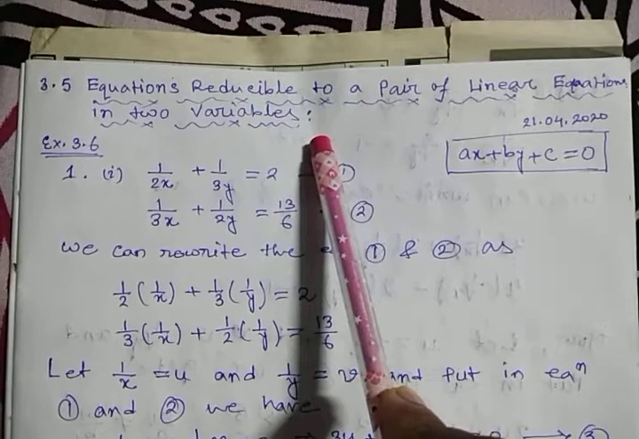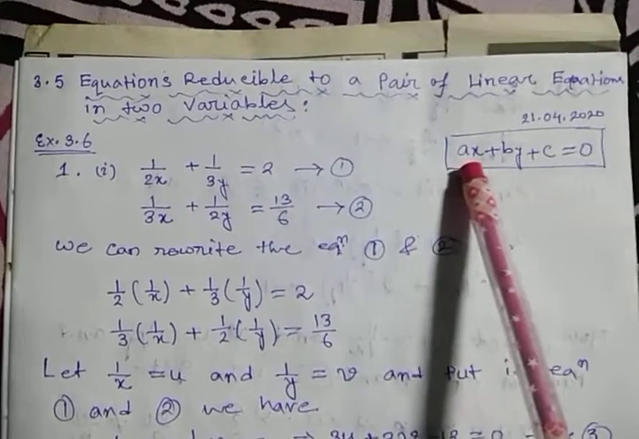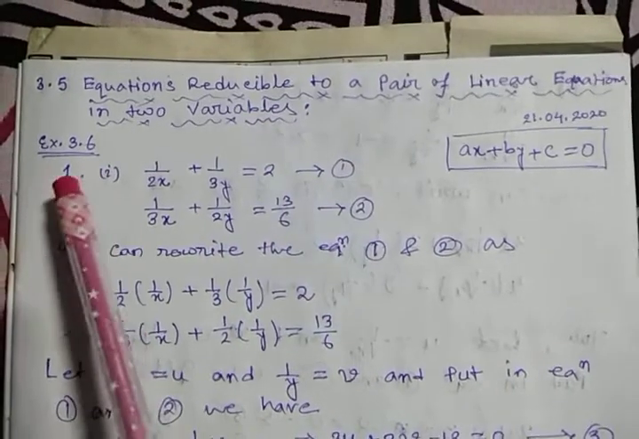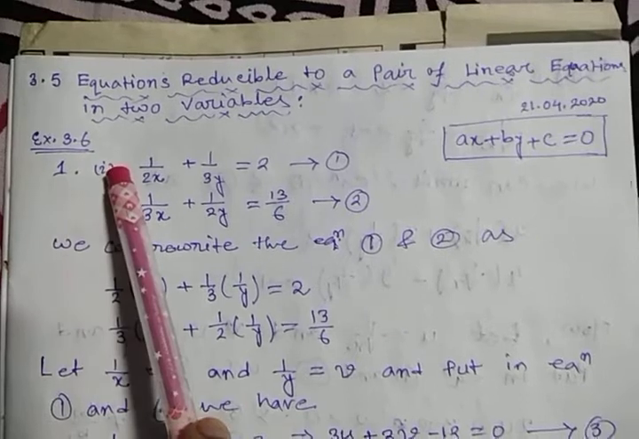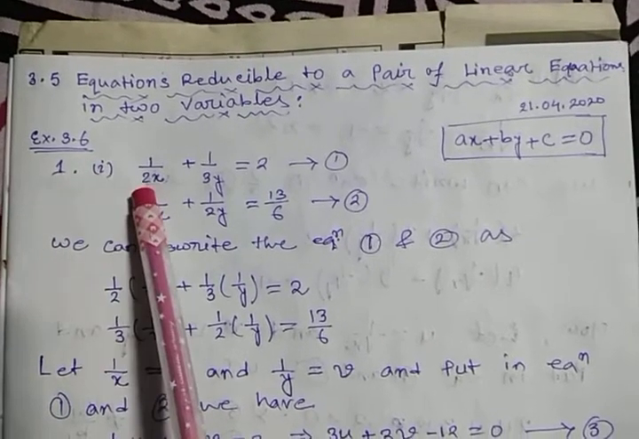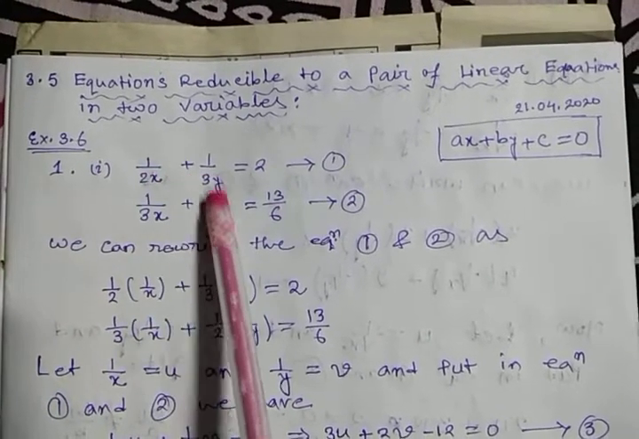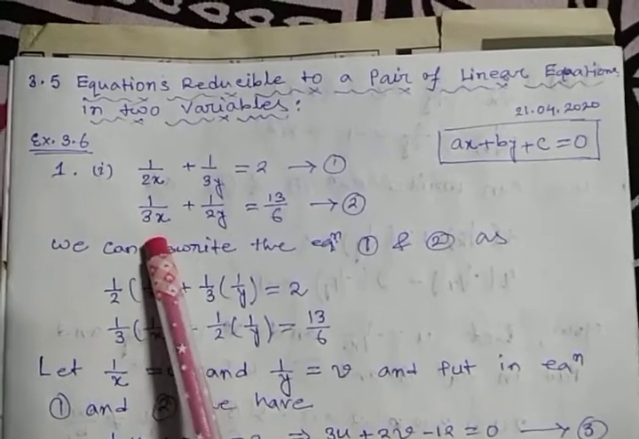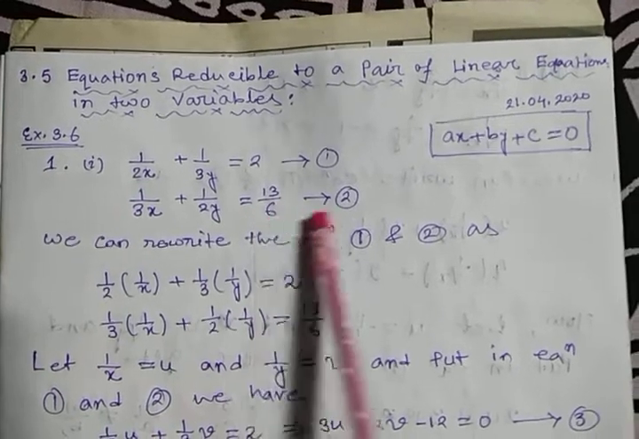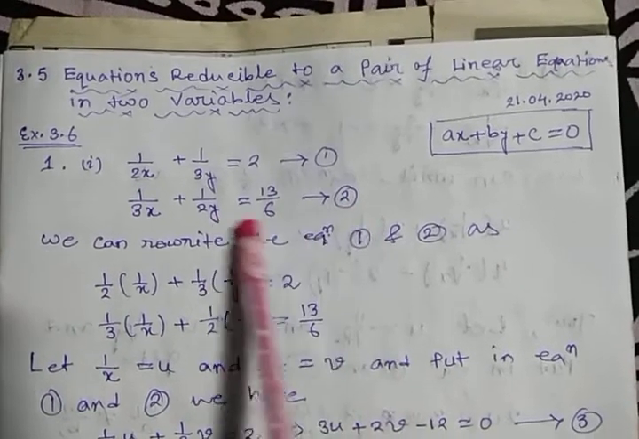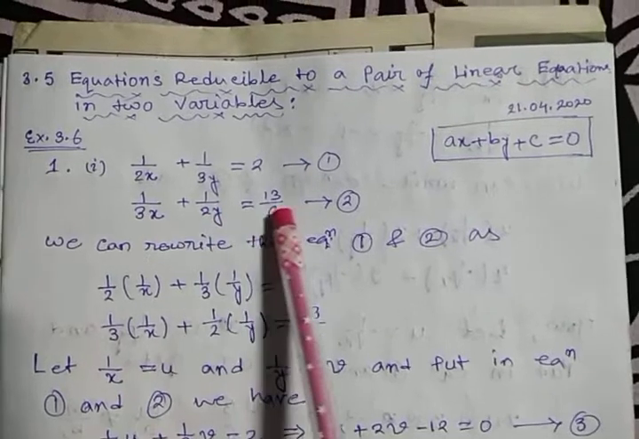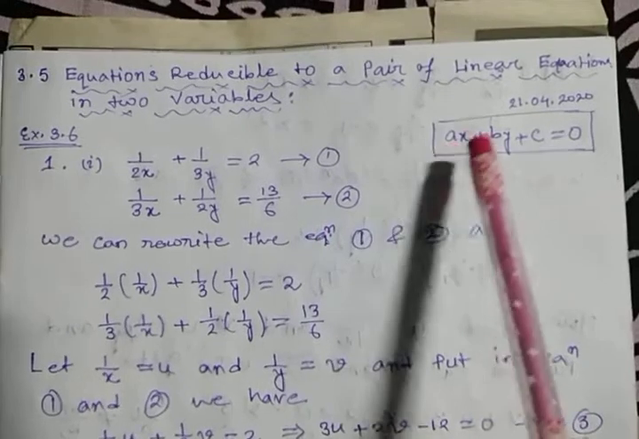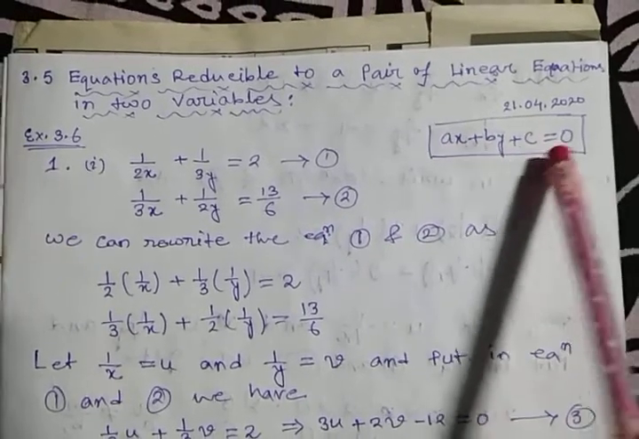We know that linear equations are in the form ax plus by plus c equal to 0. But here, exercise 3.6, question number 1, Roman number 1: 1 by 2x plus 1 by 3y equal to 2, equation 1; 1 by 3x plus 1 by 2y is equal to 13 by 6, equation 2. Here you can see that these equations are non-linear equations. These are not in the form ax plus by plus c equal to 0.